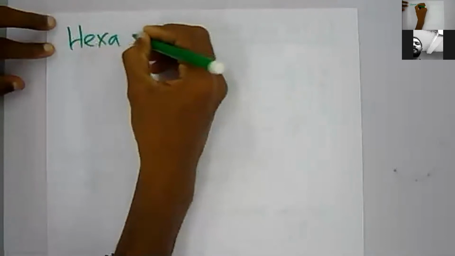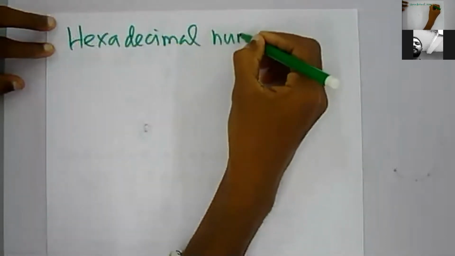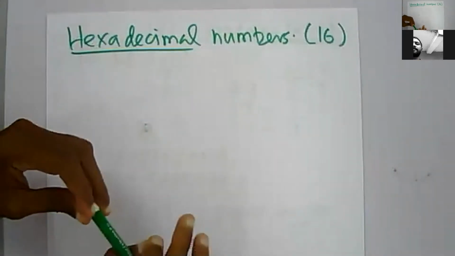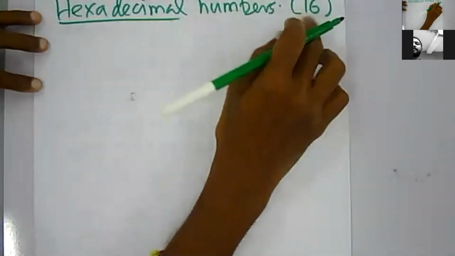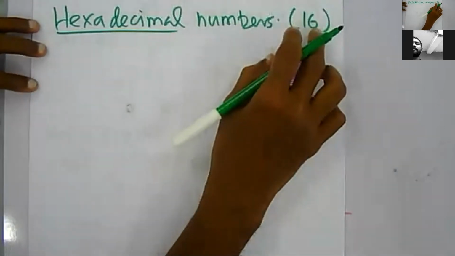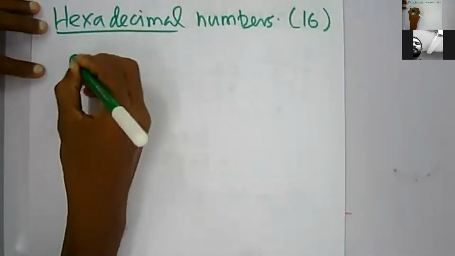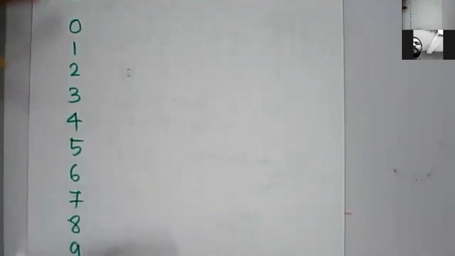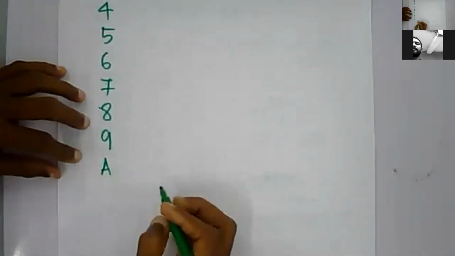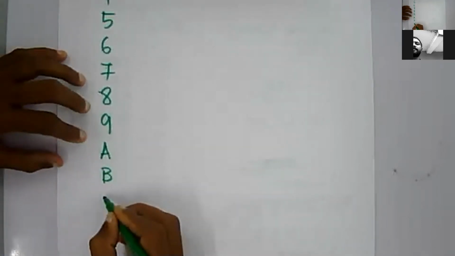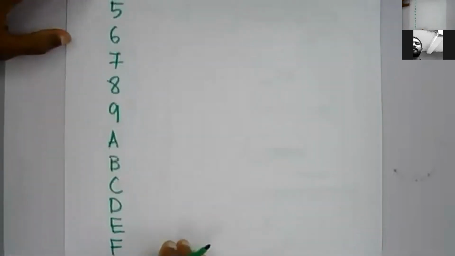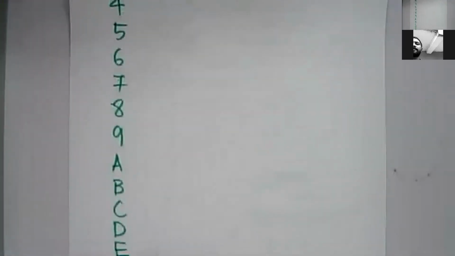Now let's see the hexadecimal number system. Hexadecimal means the base is 16. To represent a hexadecimal number system, we need 16 symbols. So we start from 0, 1, 2, 3, 4, 5, 6, 7, 8, 9, and for 10 we use capital A, B for 11, C for 12, D for 13, E for 14, and capital F for 15. Clear?